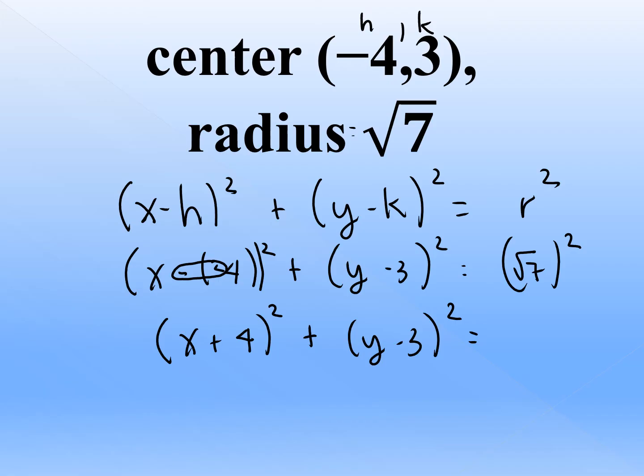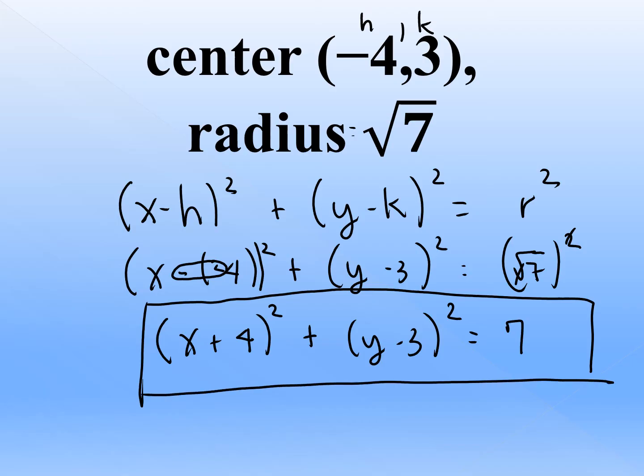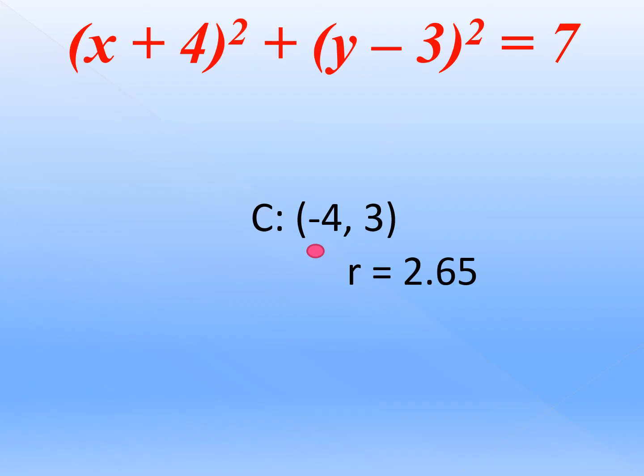So to simplify this, just always remember, if we have this example, we're going to cancel squared and the square root. Therefore, we can have 7. So therefore, the standard form of the equation of the circle is quantity x plus 4 squared plus quantity y minus 3 squared is equal to 7. Let us now graph this standard form of the equation of the circle.